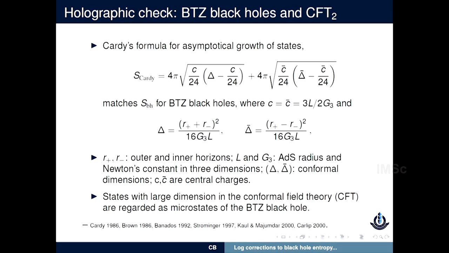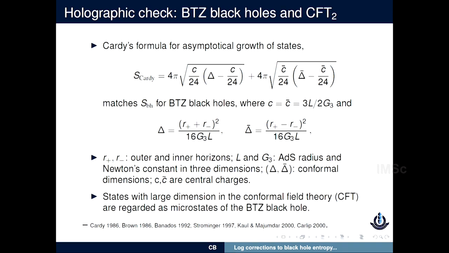So before going to that computation, I will just summarize that computation only for the BTZ black hole. So let's briefly recall a few formulas for the BTZ black hole. The black hole entropy, the Bekenstein-Hawking entropy for the BTZ black holes, can be computed in the dual CFT using the Cardy formula.